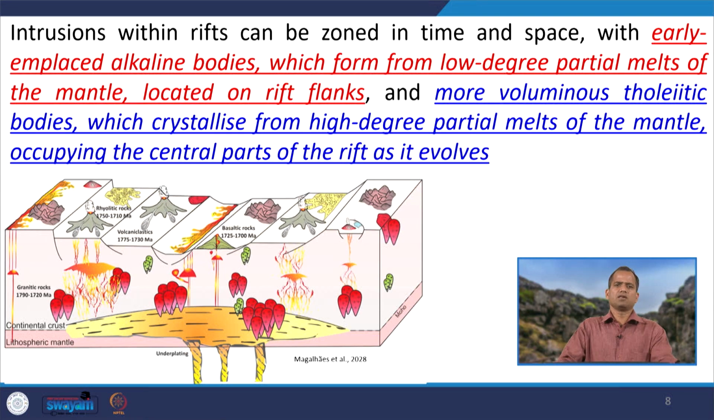Intrusion within a rift can be zoned in time and space, with early emplaced alkaline bodies which form from a low degree of partial melting of the mantle located on the rift flanks, and more voluminous tholeiitic bodies which crystallize from the high degree of partial melting of the mantle occupying the central part of the rift as it evolves.